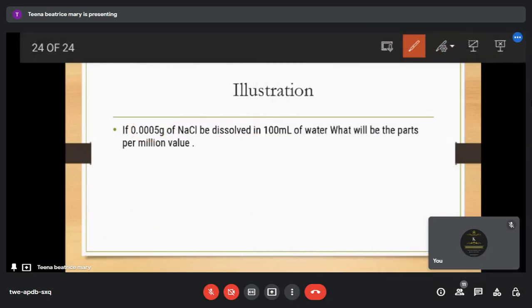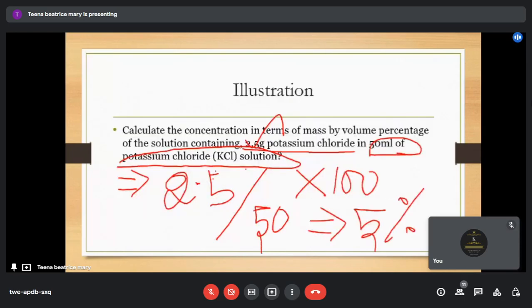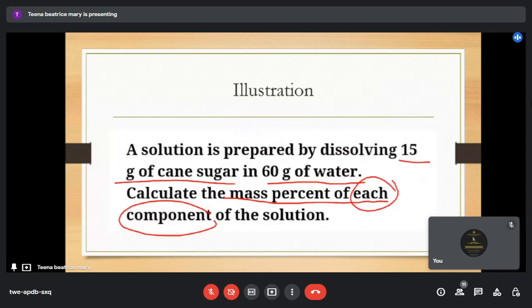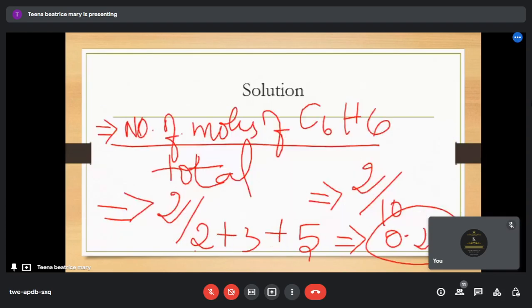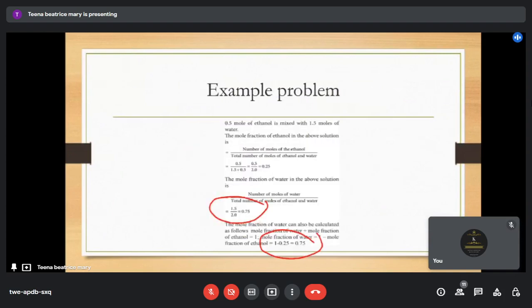Okay, ma'am. So this is regarding the concentration expression. So with this, our part is finished. So once again I'll go with the recapitulation. First is the mole fraction. Under mole fraction we have the expression and the formula.